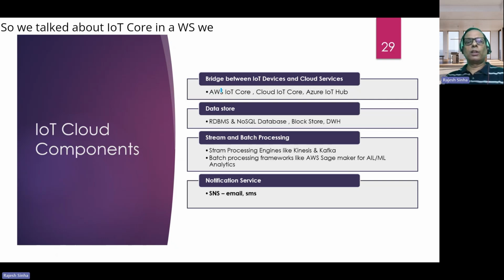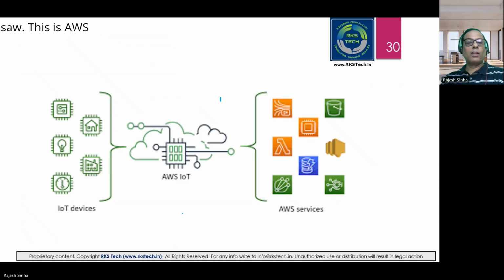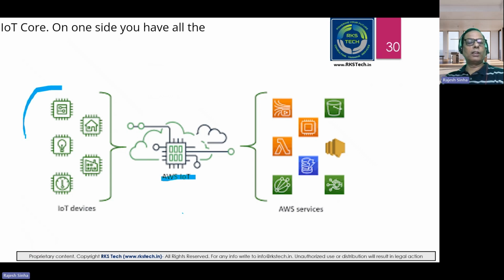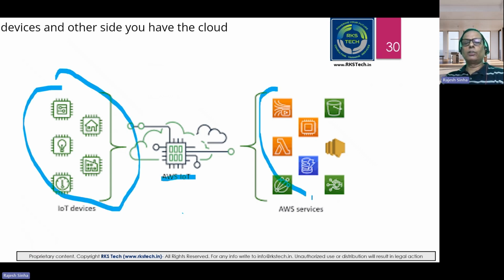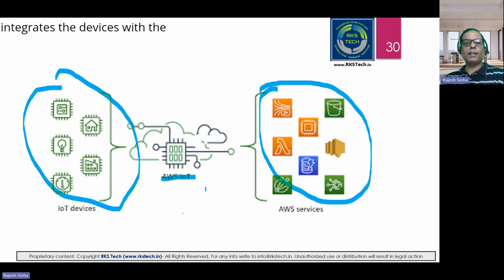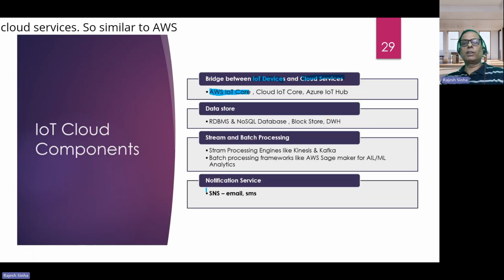So we talked about IoT Core. In AWS, we call it AWS IoT Core. This is the key component which is the bridge between IoT devices and the cloud services. On one side, you have all the devices, and on the other side, you have the cloud services. AWS IoT Core integrates the devices with the cloud services. Similar to AWS IoT Core, we also have similar services on Azure and Google Cloud. On Google Cloud, it's called Cloud IoT Core. On Azure, it's called Azure IoT Hub.